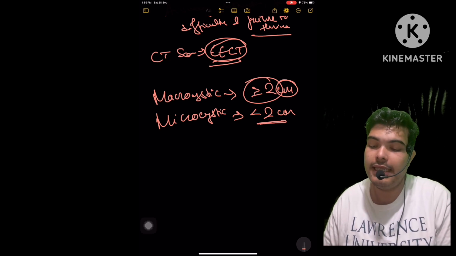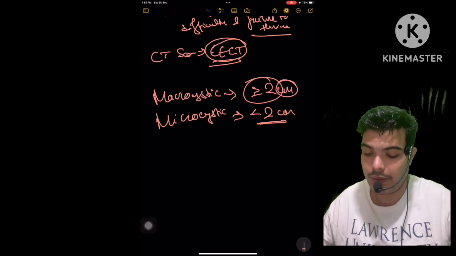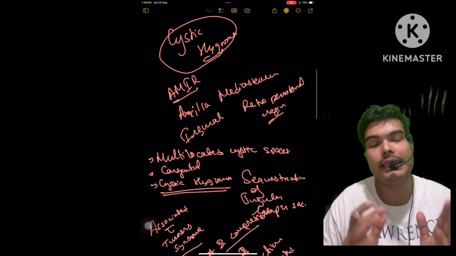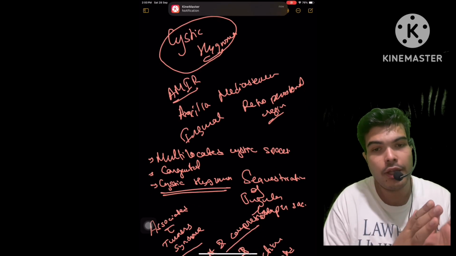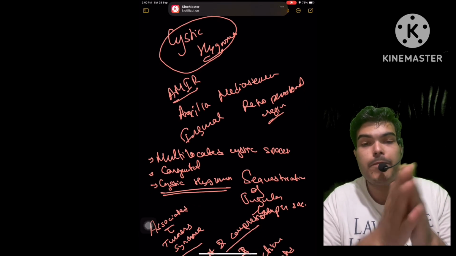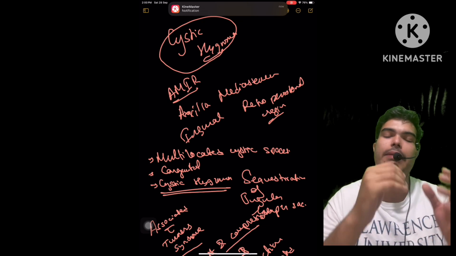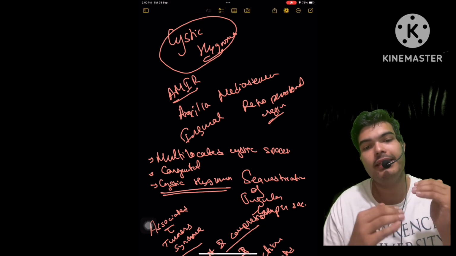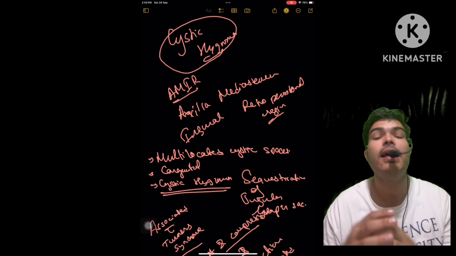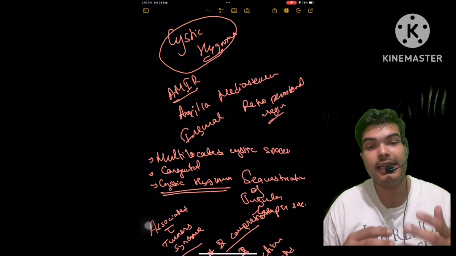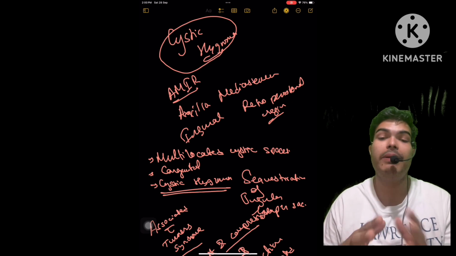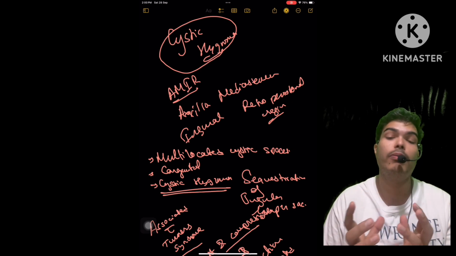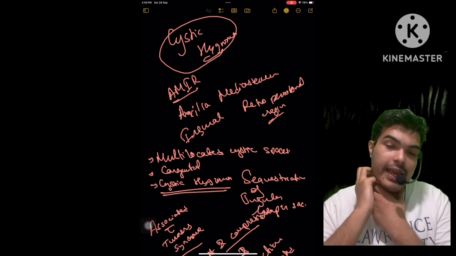So let me summarize cystic hygroma for you. Cystic hygroma is a condition which can be seen at birth, or it can be seen till 2 years after birth. So it can be microcystic or macrocystic. Microcystic means less than 2 centimeter, more than 2 centimeter is macrocystic. It might be present at birth, and if it is, there will be a history of obstructed labor. Cystic hygroma is a mass at the posterior triangle of the neck.